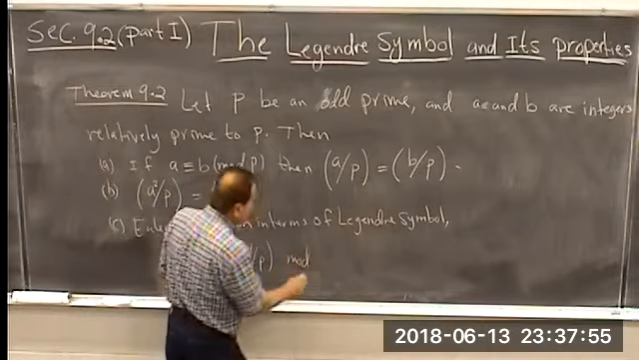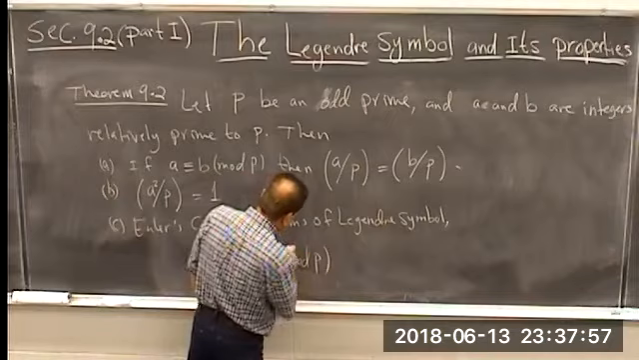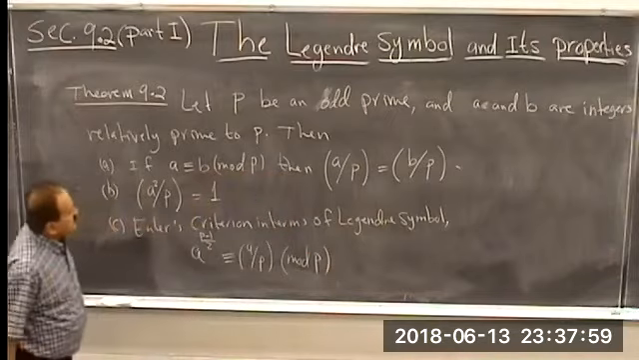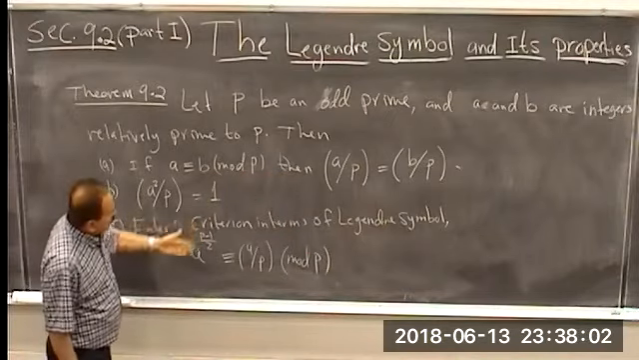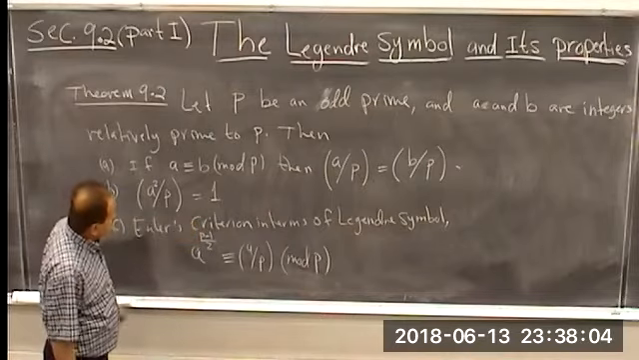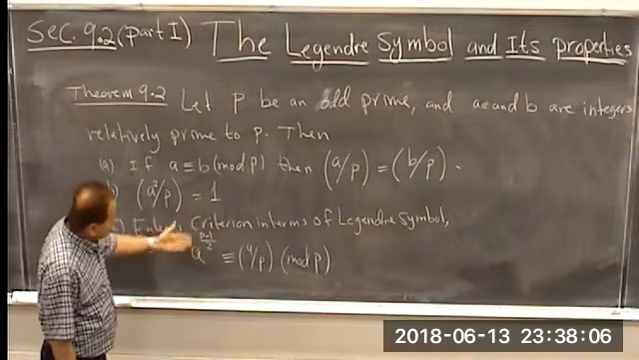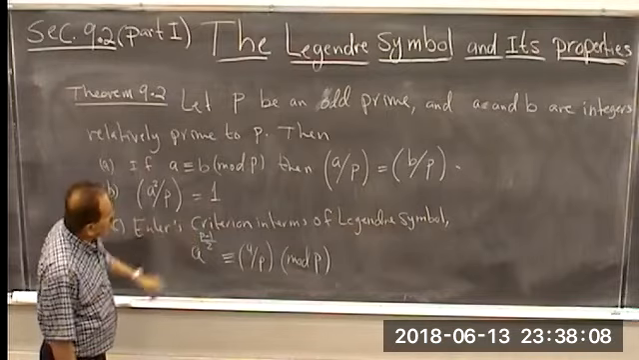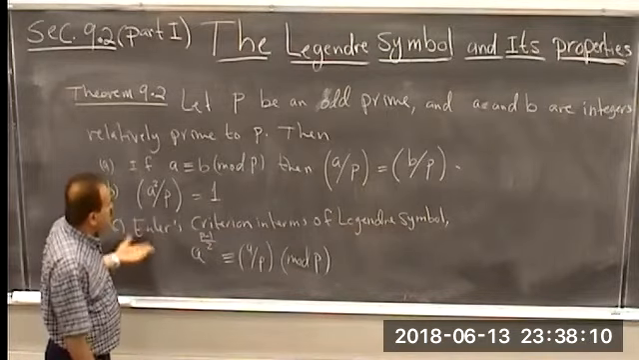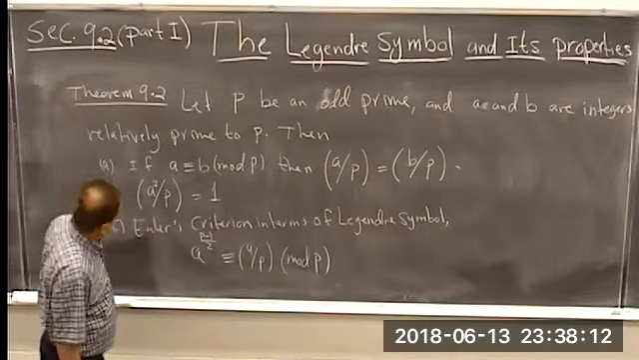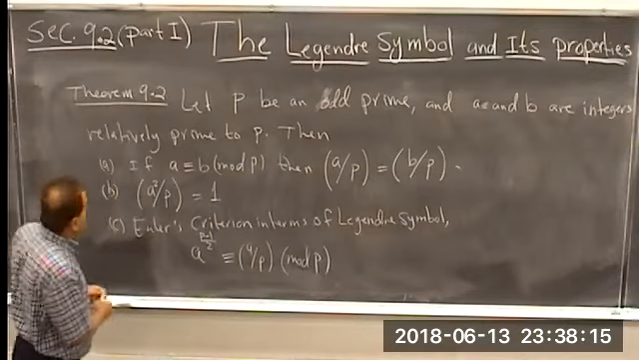congruent mod p. So in other words, the evaluation of the Legendre symbol is the same as actually applying Euler's criterion. All right, let's move on to more properties.